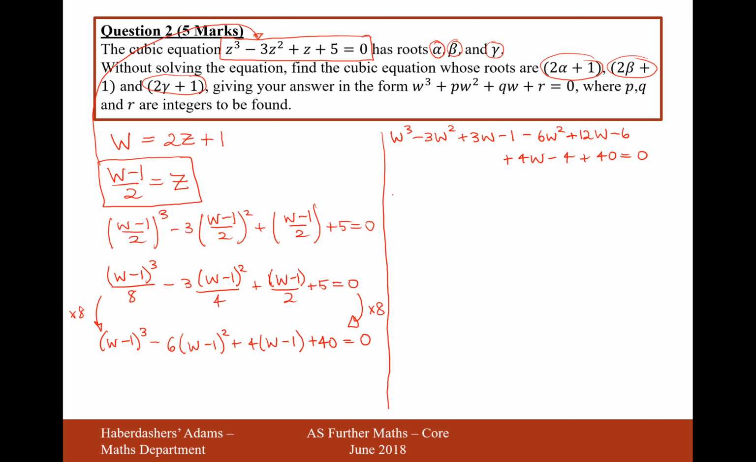So let's simplify all of this. Let's do the w cubed first. So that's w cubed minus 3w squared minus another 6w squared, so that'd be minus 9w squared. On the w, it's just going to be 3w plus another 12w, that's 15w, plus another 4w, that's 19w. And then on the numbers, it's just going to be minus 1, minus 6, that's minus 7, minus 4, that'll be minus 11, but then plus 40, so that'll make it plus 29 equals 0.